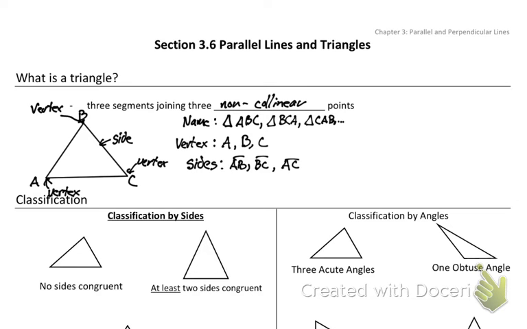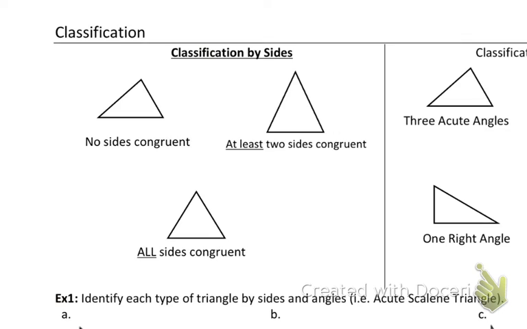Okay, now we have very specific ways to talk about triangles. We can classify triangles by the lengths of the sides and by the different angles that comprise it. So there's 3 different ways that we can classify sides of a triangle. The first thing is none of the sides are congruent. You have no side that's the same length. That is called a scalene triangle. Once again, that has nothing to do with angles. It's just 3 sides have to be different.